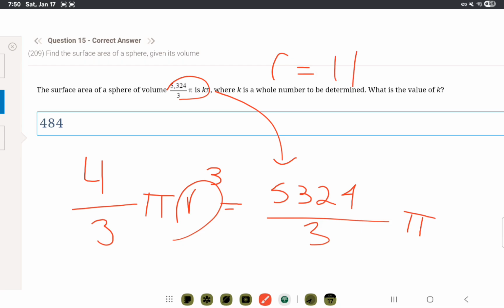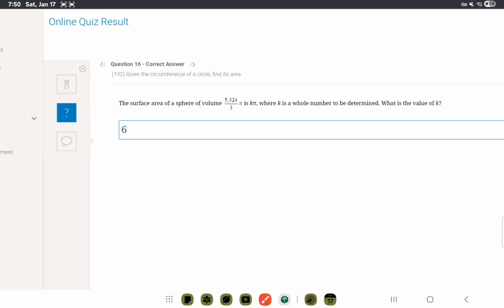Now, we need to find the surface area. What's the surface area formula? It's just 4 pi r squared. So 4 times pi times 11 squared, which is going to be 484 pi. Fine. That's it.